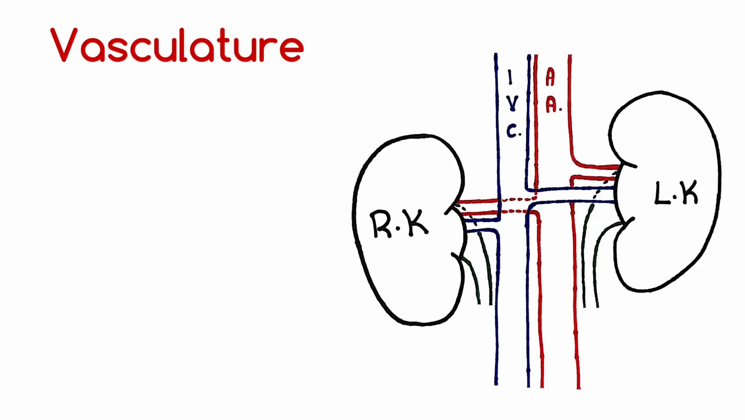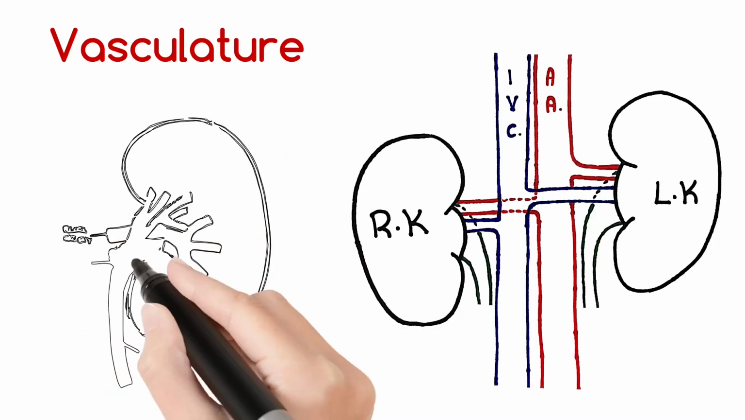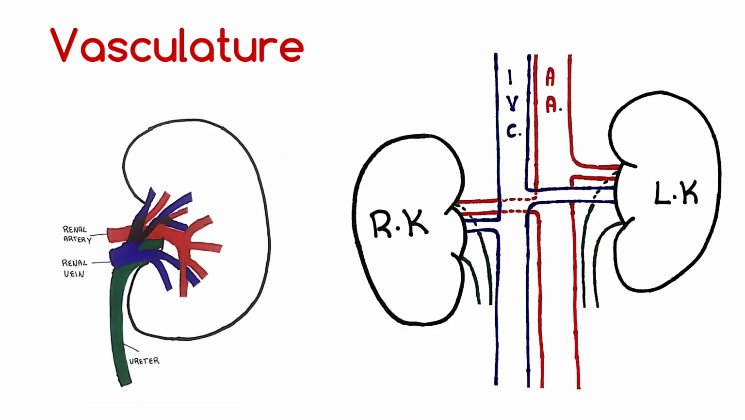The kidneys drain directly into the inferior vena cava via the renal veins, which emerge anterior to the renal arteries at the hilum of the kidneys, which is displayed on the left.